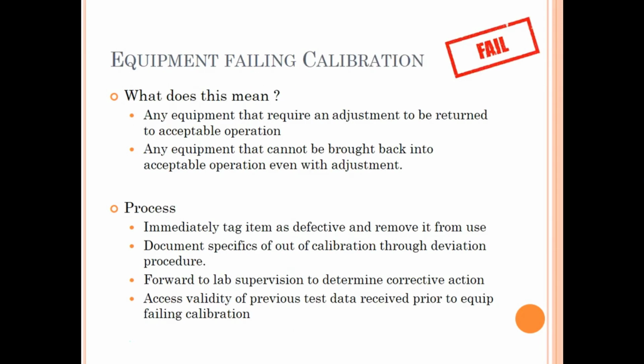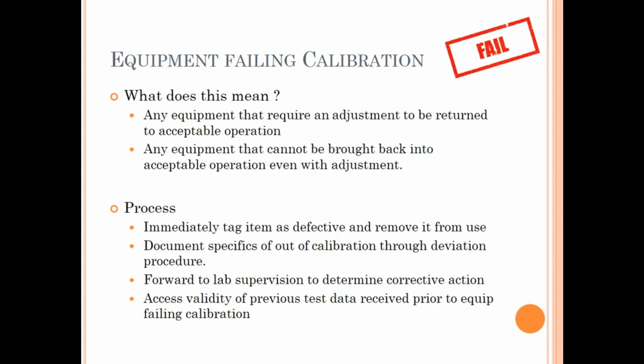So what happens when a piece of equipment fails calibration? What does this mean? If it fails calibration, it means that the equipment might require adjustment to be returned to acceptable operation, or any equipment that cannot be brought back into acceptable operation, even with adjustment, is considered to have failed calibration. The process involved in highlighting a failed calibrated piece of equipment is to immediately tag the instrument as being defective or remove it from use.